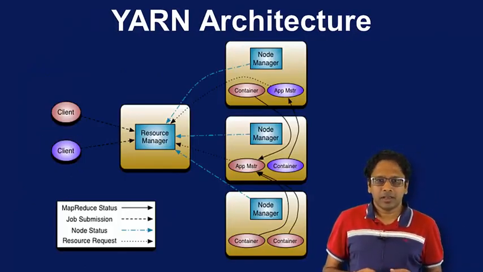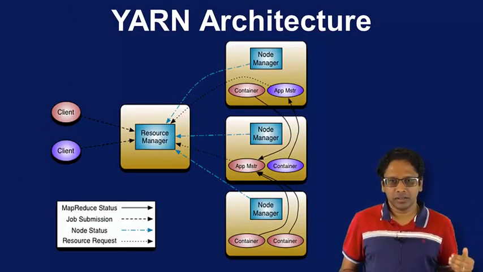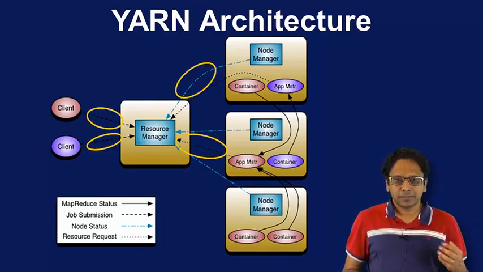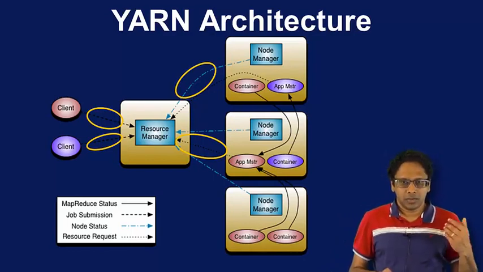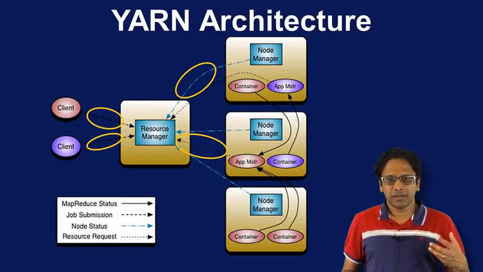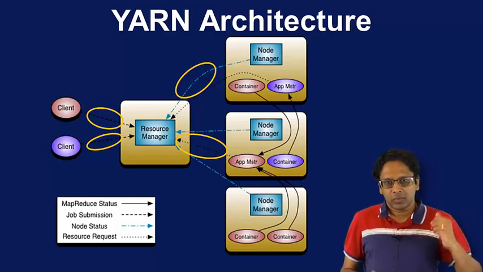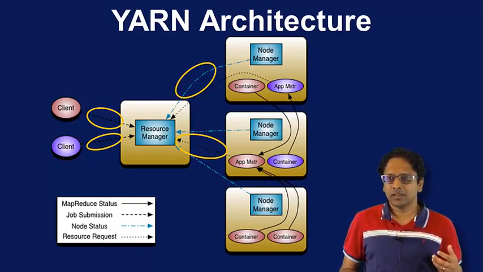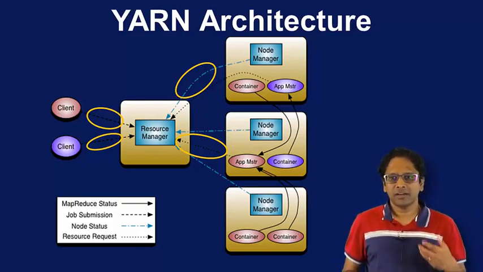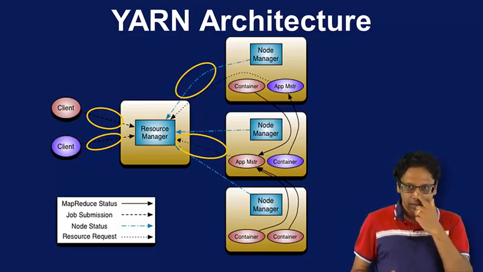If you look at it as an architecture diagram, this is how it looks. You have a resource manager, then you have node managers on each node, and the resource manager gets job requests from the clients and node status from the node managers. In this picture on the left, you have the two clients in red and purple, and they might send job requests to the resource manager. It also gets the status from node managers about what resources are available, and it communicates with application masters about the status of applications.